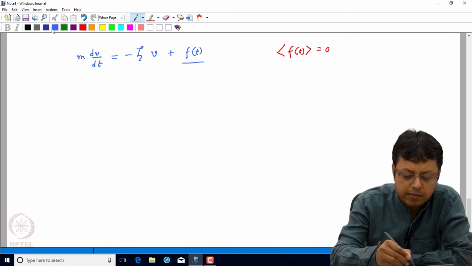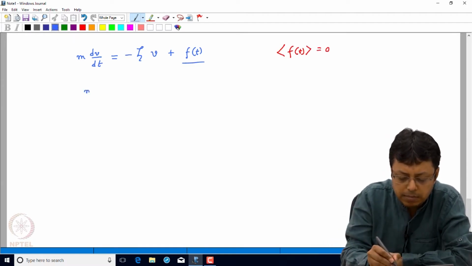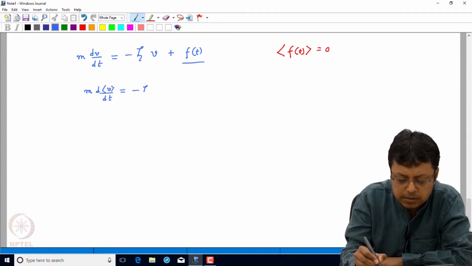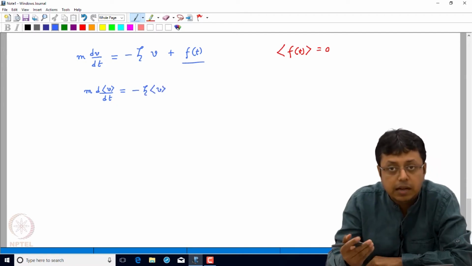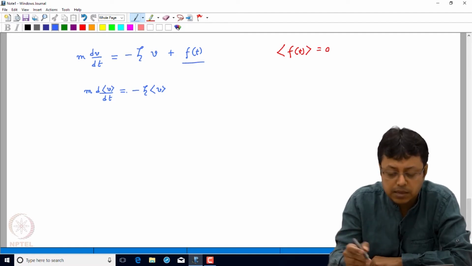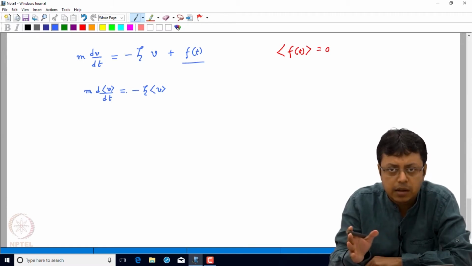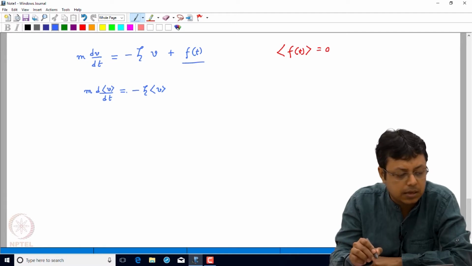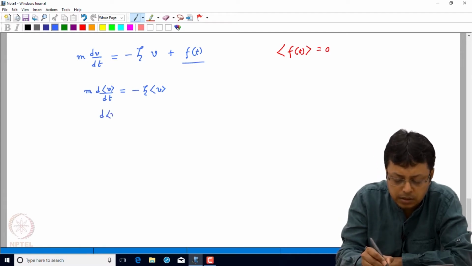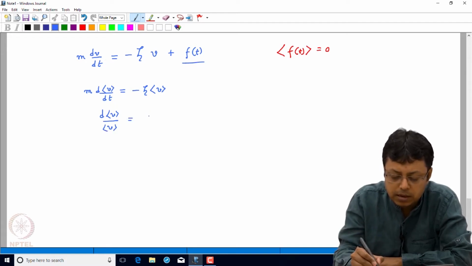Now we can right away take the average of this equation and write m d v average dt is nothing but minus zeta into v average. Now these are all identical particles, so even if I take an average, m comes out, and because m is a constant, it is mass, and zeta is also a constant. Now we can right away integrate it. It's a very straightforward equation. So dv by v, the average of v, is nothing but minus zeta by m into dt.